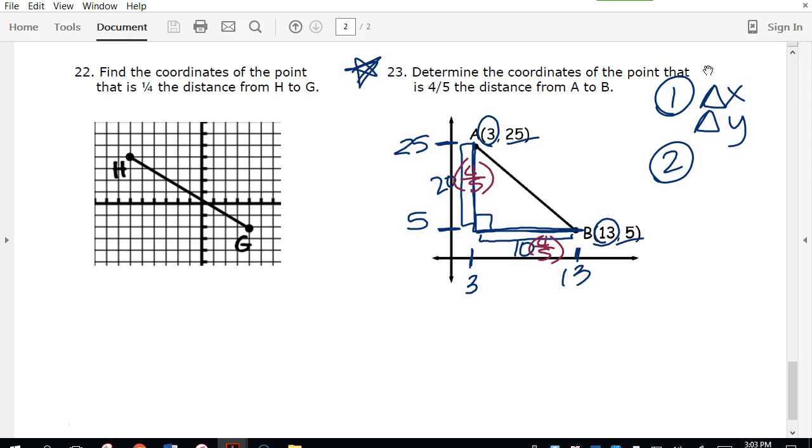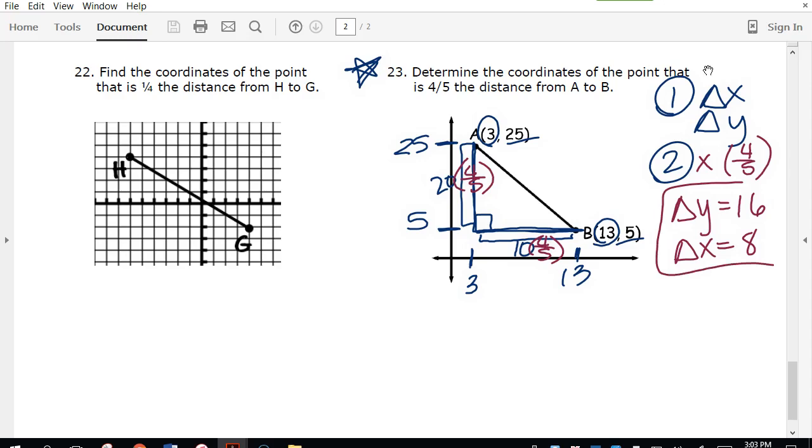So that's your next step. I'm going to write it down. Multiply by 4/5. All right, when y'all are ready, you can tell me what you got. 16 and 8. So our new delta Y is 16. Our new delta X is 8. I don't want to travel right 10 and up 20. I want to travel right 8 and up 16. I only want to go 4/5 of the way. We're almost done. There's only 3 steps.